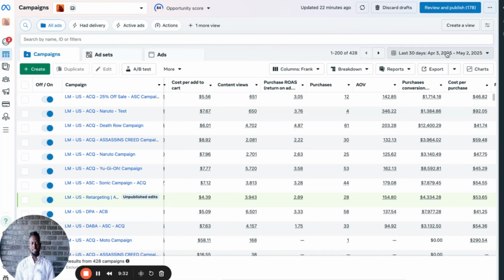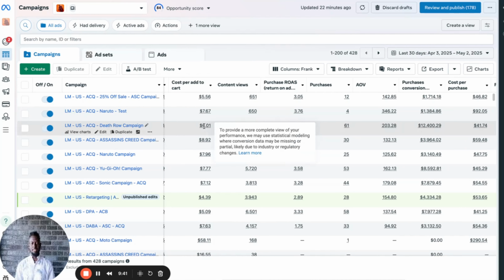And I'll show you how much revenue we generated from that, how many purchases, how much we spent on that specific Death Row campaign, right? So I'm looking at the last 30 days over here. The campaign that we want to focus on is the Death Row. So this is the launch. First, let me show you the revenue figures and the purchase figures from that one.